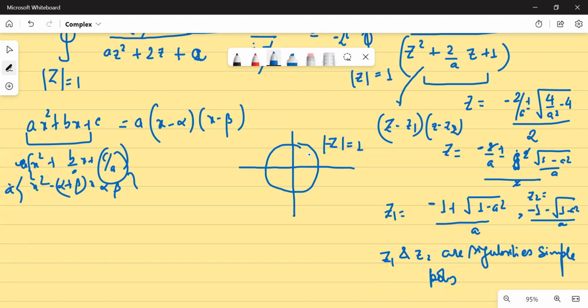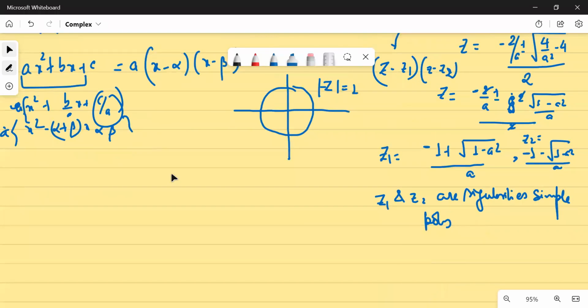Okay, so what can I do? I can do only one thing: see what the magnitude of z1 is and what the magnitude of z2 is. This is your z2 and this is your z1. Let us first find how z2 behaves. So where does z2 lie? Let us look at it once and write it here. Okay. So where is z2?